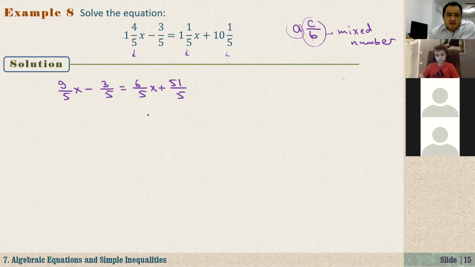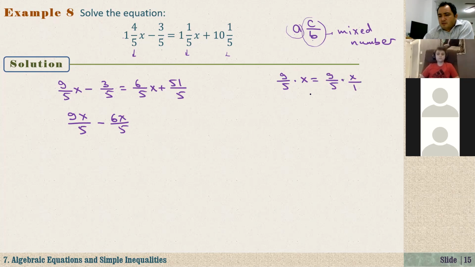Okay, now I can take this x to the left-hand side, 9x over 5 minus 6x over 5. I think you understand this one, right? 9 over 5 times x means 9 over 5 times x over 1. x means x over 1. 9 times x is 9x. 5 times 1 is 5. So I can just write this fraction in this form.